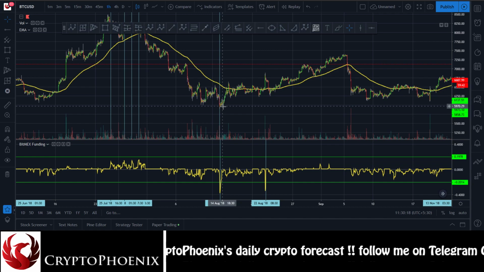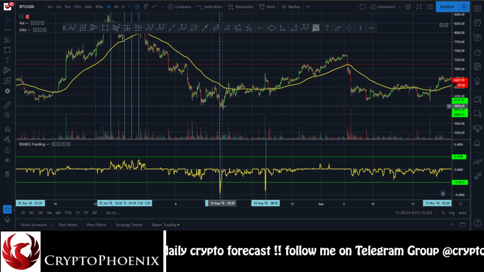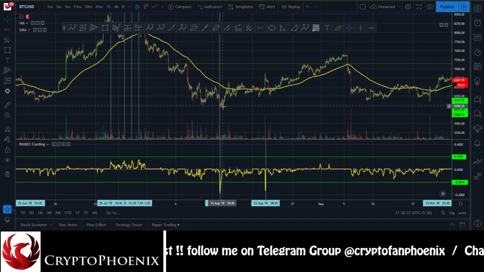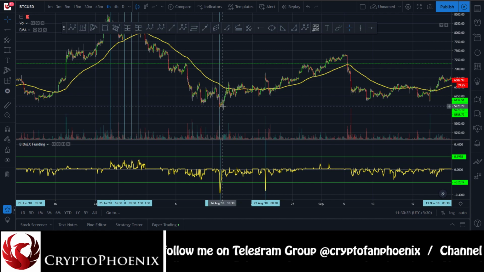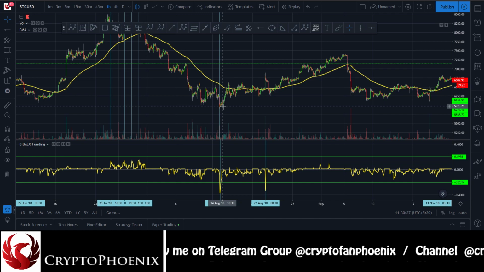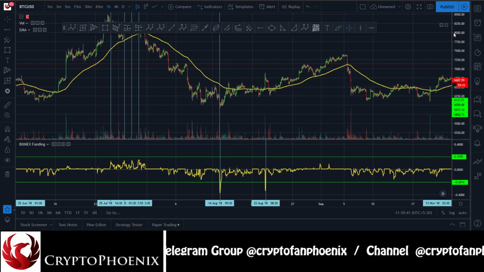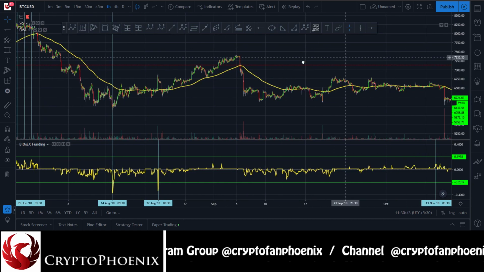So this strategy is only for XBT, or you can say Bitcoin, because there is no funding rate for any other asset as such. There is funding rate for Ethereum, but we know Ethereum follows Bitcoin, so there is nothing additional we have to mention for that. So you can practice with Ethereum, yeah, sure.